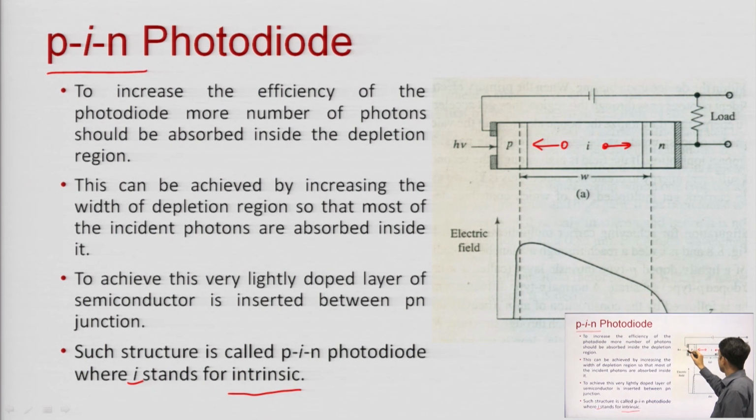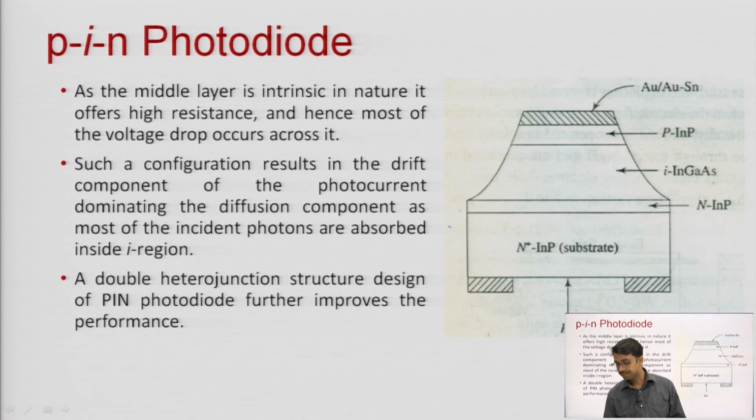Photons will come over here, and you can see the variation in electric field. More photons will be absorbed here, and as we go deeper the number of photons keeps on decreasing, that is why the electric field is like this. You can see the area under this curve is more if we compare it with the PN junction photodiode. So, that is why this is more efficient than the PN junction photodiode.